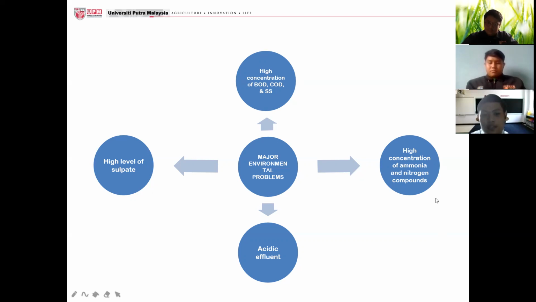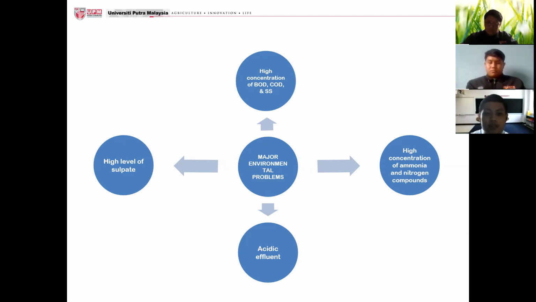So for the acidic effluent, this is due to the use of acid in the latex coagulation. The effluent discharged from latex rubber factory is acidic and redissolves the rubber protein. So the effluent comprises mainly of carbonaceous organic material, nitrogen and sulfide.